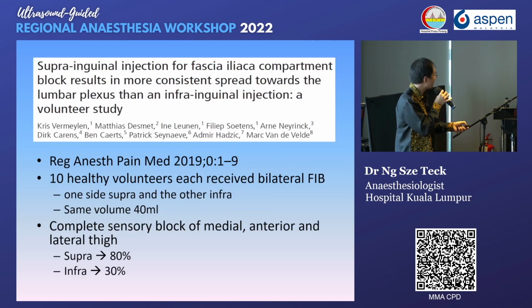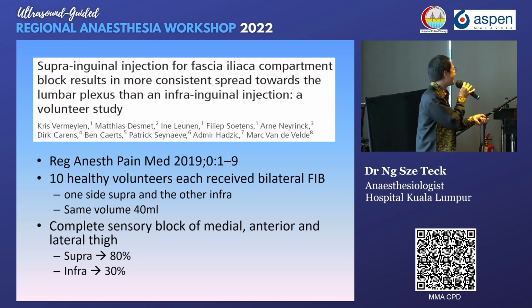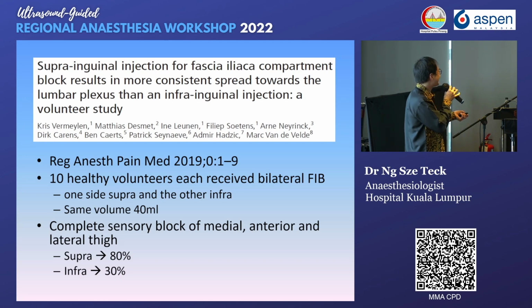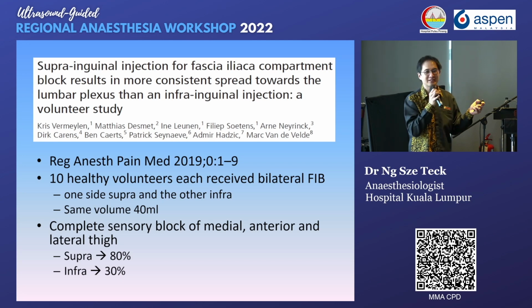Okay, in this study published in Regional Anaesthesia and Pain Medicine 2019, on 10 healthy volunteers who received bilateral fascia iliaca block, on one side they did infra, on one side they did supra. So they used 40 cc. The primary endpoint is complete sensory block of the medial, anterior, and lateral part of the thigh. So supra resulted in 80% of this complete sensory blockade, while infra only 30%.